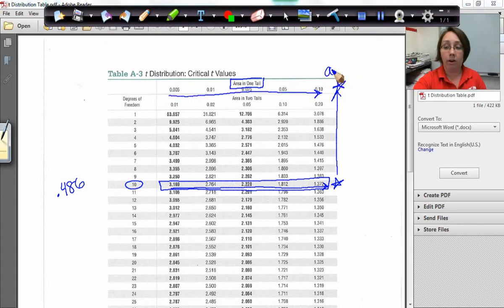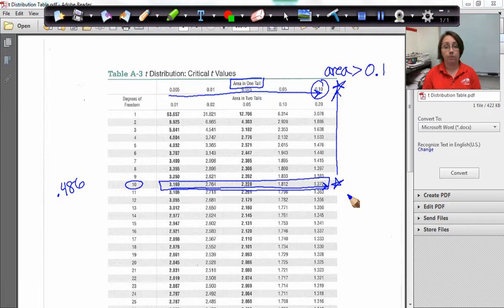So our area is even bigger than the biggest one listed here. So our area in our tail is at least, if it's actually bigger than, it's bigger than 0.1. Okay? That was a lot of information, so if you need to rewind and watch that again, do so. But you have to find your degree of freedom in that line, figure out where your test statistic falls. Then go up. Are you doing one tail or two tails? And figure out what interval you're in.